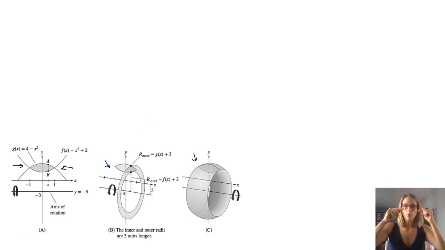So the idea is if it was to be rotated around the x-axis, it would look the same but smaller because its radius wouldn't be as large. So the inner radius and the outer radius wouldn't be as long if it was rotated around the x-axis. But because it's rotated around the line y equals -3, that extends the radius for both, and so there's more volume there because it's doing more going around this line. It's bigger that way.